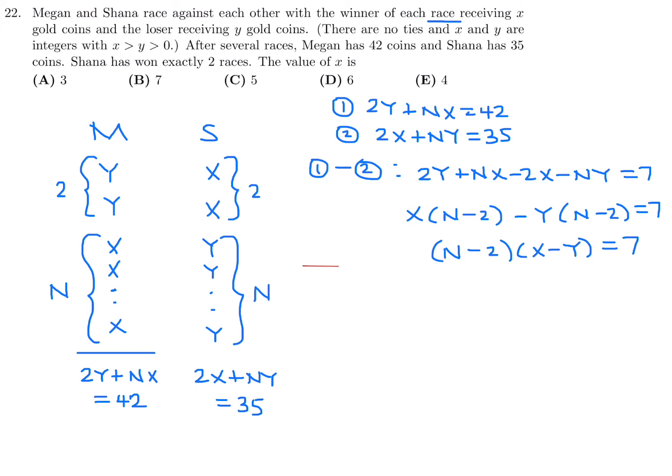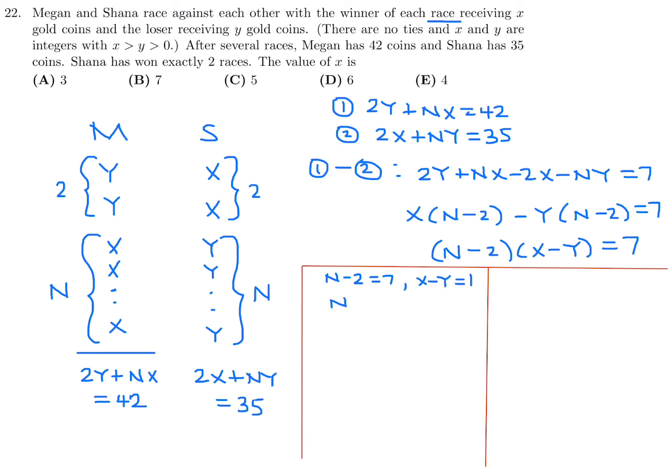All right, so let's work with those two scenarios. The first one is when n minus 2 is equal to 7 and x minus y is equal to 1. If n minus 2 is equal to 7, that means n is 9, and therefore x is equal to 1 plus y. All right, let's plug it back into the other equations up here to see if we get any valid values for x and y. Equation number 1, let's use that. Why not?